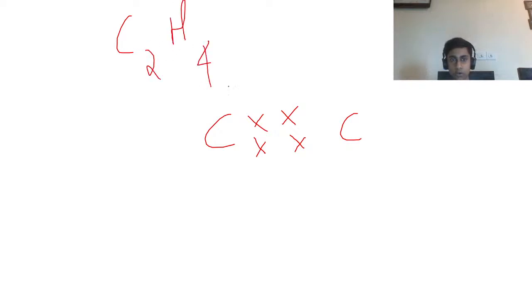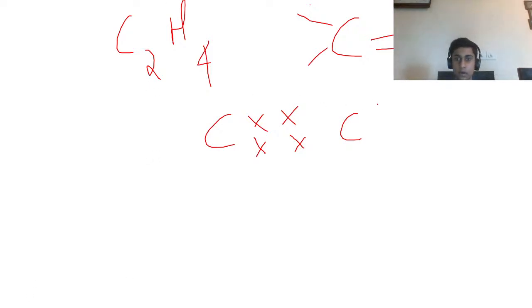Now let's look at ethene. It would have a double bond in between, because it has the formula C2H4. So it will have a double bond here and hydrogens here. But just for the electron dot structure, instead of doing it like this, we're going to do it like this.